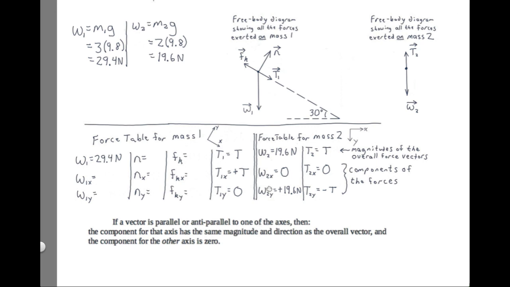Now I was able to use this rule for weight 2 because weight 2 was parallel to our y-axis. But weight 1 is neither parallel nor anti-parallel to either the x nor the y-axis. The weight 1 vector is at an angle, at a slant, to both the x and the y-axes. So this rule doesn't apply to weight 1. Well, this is the situation where you have to draw a right triangle and use SOHCAHTOA. We'll have to draw a right triangle and use SOHCAHTOA in order to break the weight 1 vector into components.